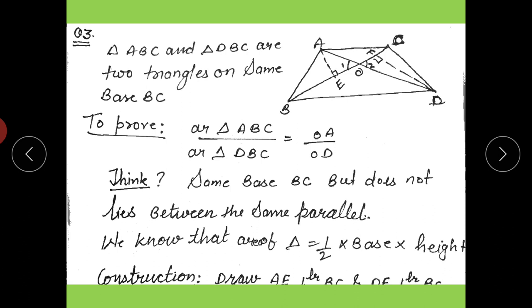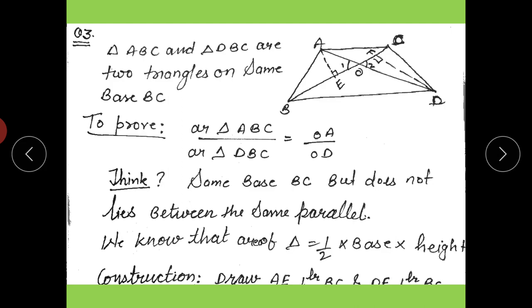The construction idea comes from that area of triangle ABC is equal to half into base into height. Half base we can take BC and height is not there, so construct height of perpendicular. So we draw a perpendicular AE on the side BC, and DF is a perpendicular from D on the side BC. What we did? We construct two perpendiculars from the vertices A and D to side BC, that AE perpendicular to BC and DF perpendicular to BC.